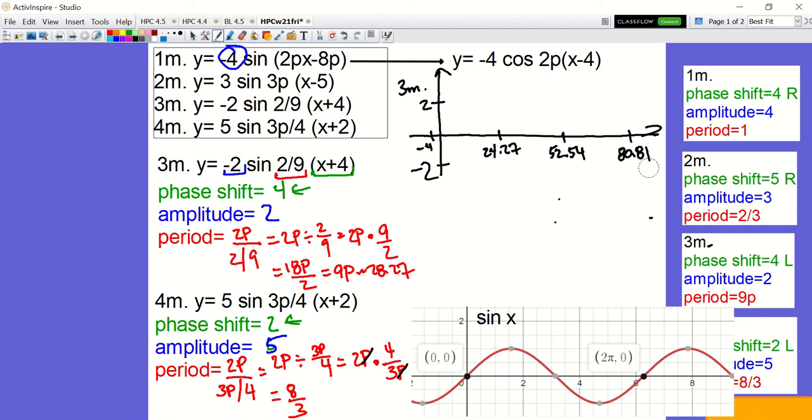So the width of each of these pieces is going to be 28.27. Let me highlight that a little better. The width of these is going to each be 28.27. And remember, the way you interpret period is every 28.27 radians, the graph is going to repeat itself. Here it was every 2 pi radians that the graph repeats itself. Here it's going to be every 28.27 radians. So it's going to repeat itself here just like it repeated itself there.